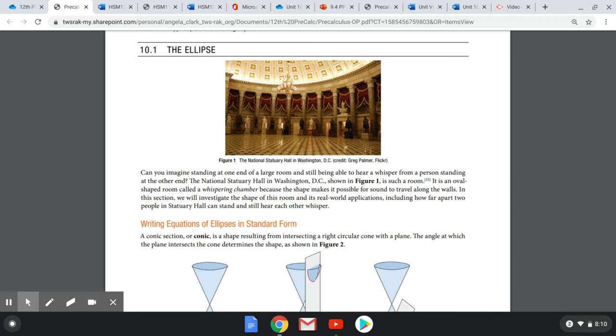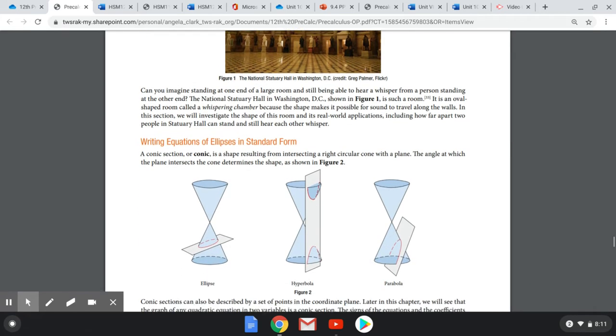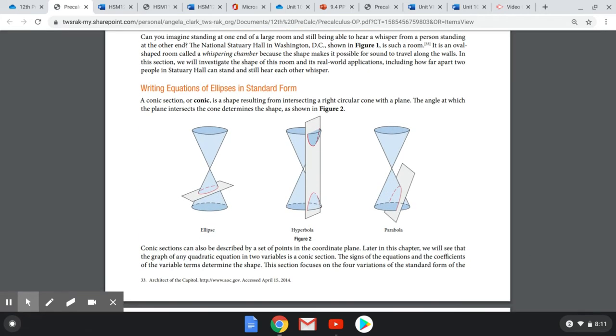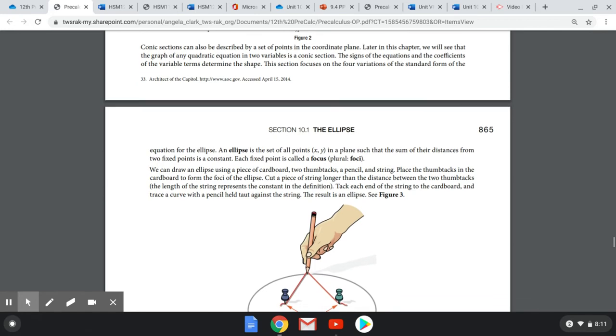So ellipses, super interesting. They have a lot of application because of how that works with the foci and things passing through the foci. So interesting stuff with ellipses. I think ellipses are super cool.